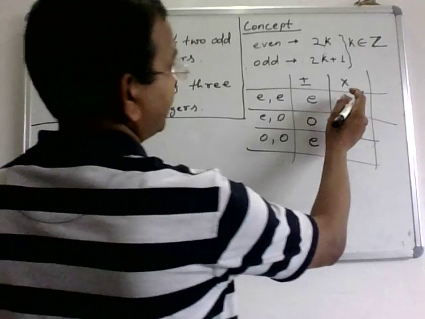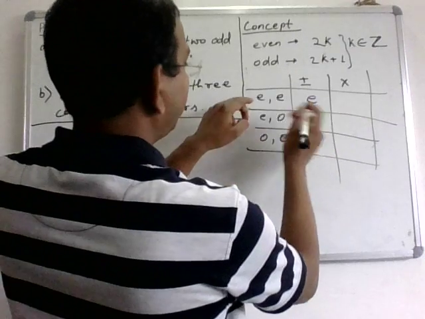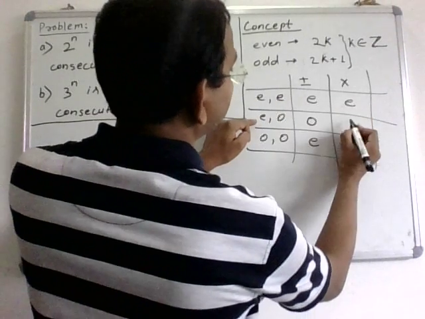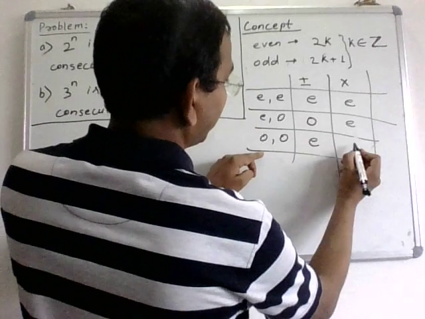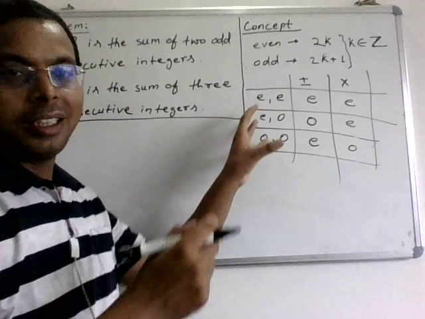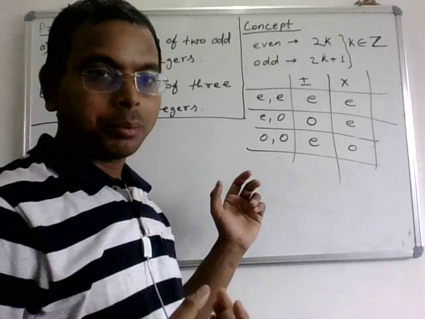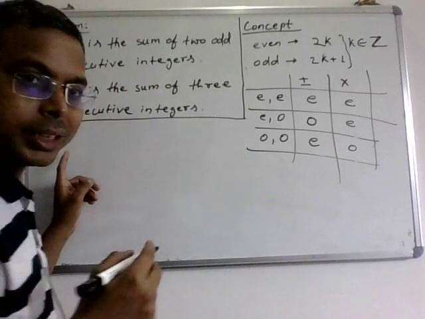And what happens when we multiply? If you multiply two even numbers, the result will be even. If you multiply even into odd, it will be even, and odd into odd will always be odd. So this table is pretty good for solving many problems. So let me start solving this.